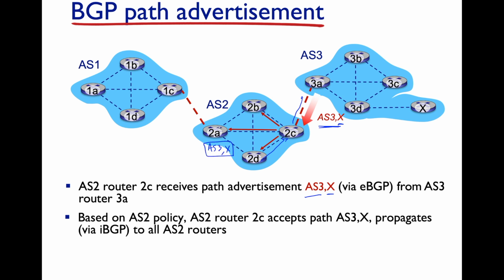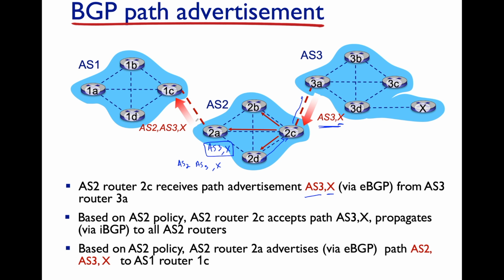And now, this gateway router 2A can send out an advertisement. When it sends out the advertisement, it adds AS2 as one of the autonomous systems that this advertisement has traversed. So it's going to say AS2, AS3, subnet address X. Okay. So now AS2's border gateway 2A is going to send out an advertisement based on policy. The policy could be, don't send it. I don't want AS1 to know that I know how to get to subnet X in AS3. If it says by policy that I will accept traffic from AS1, then I'm going to send this advertisement.